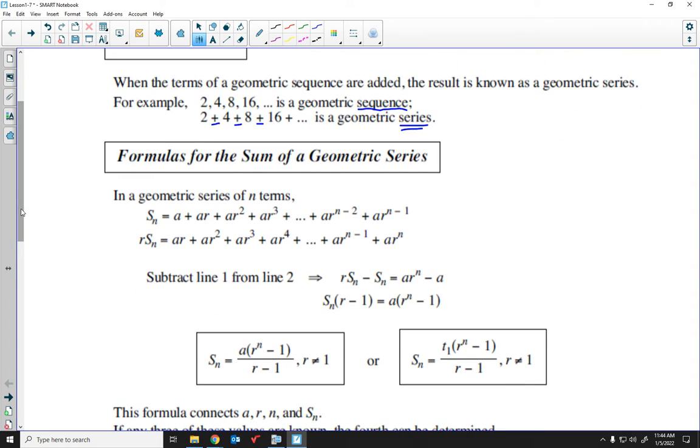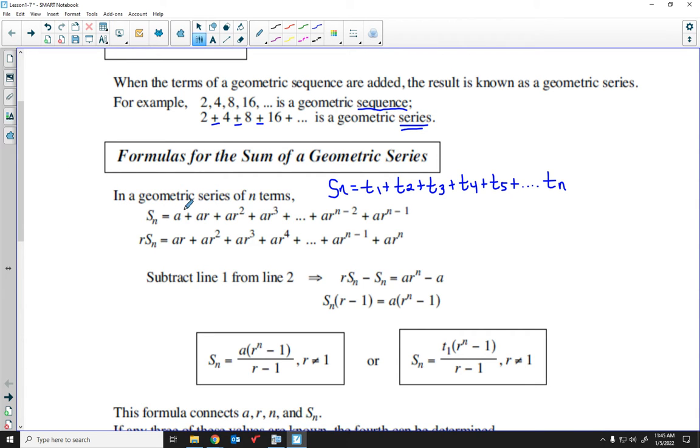We want to get an equation for the sum of a geometric series, and we'll do a very, very quick derivation here. So in a nutshell, this is kind of how it works. If I wanted the sum of a series, Sn would be equal to term 1, plus term 2, plus term 3, plus term 4, plus term 5, and so on until you get to the last term in the actual sequence.